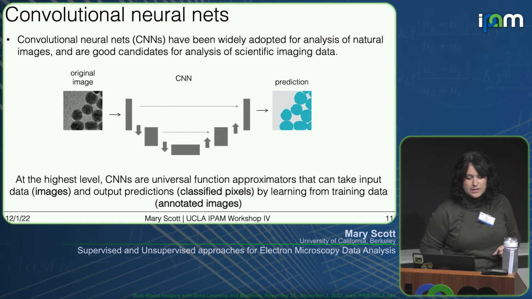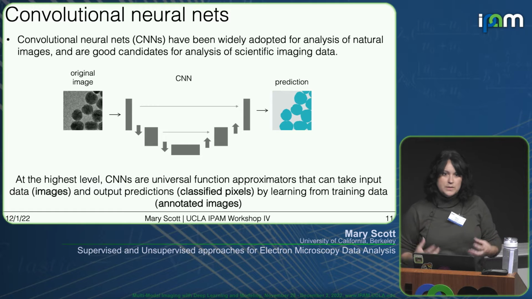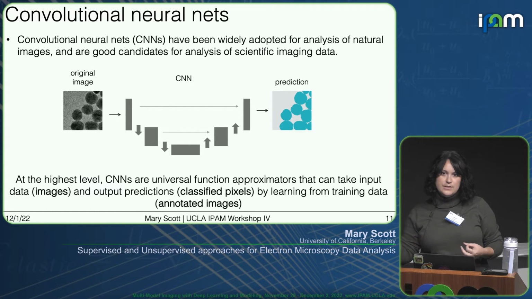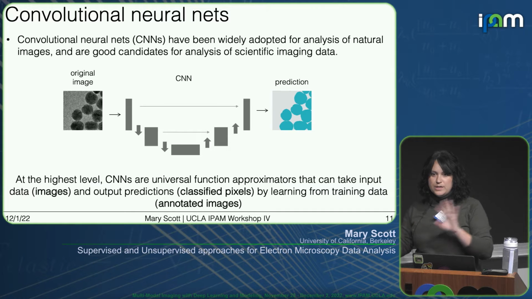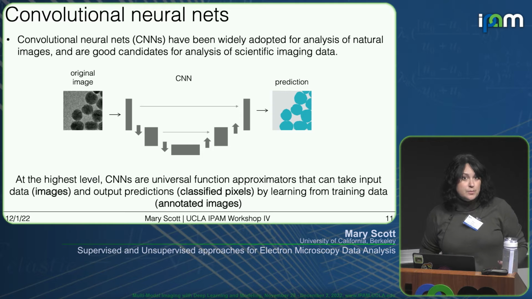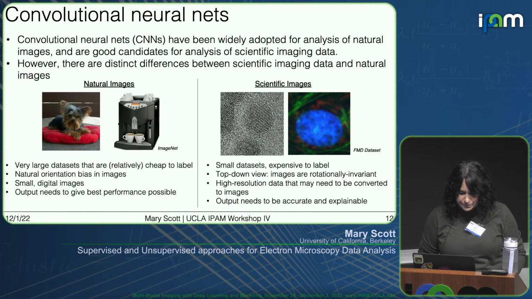we're really taking advantage of the fact that CNNs are universal function approximators. And here our input data will be our images, our output predictions will be our classified pixels at the lowest level. So we want to determine what is a nanoparticle or what is our sample in our image and what is background. By learning, in this case, we're taking a supervised approach, so we will have annotated images for training data.